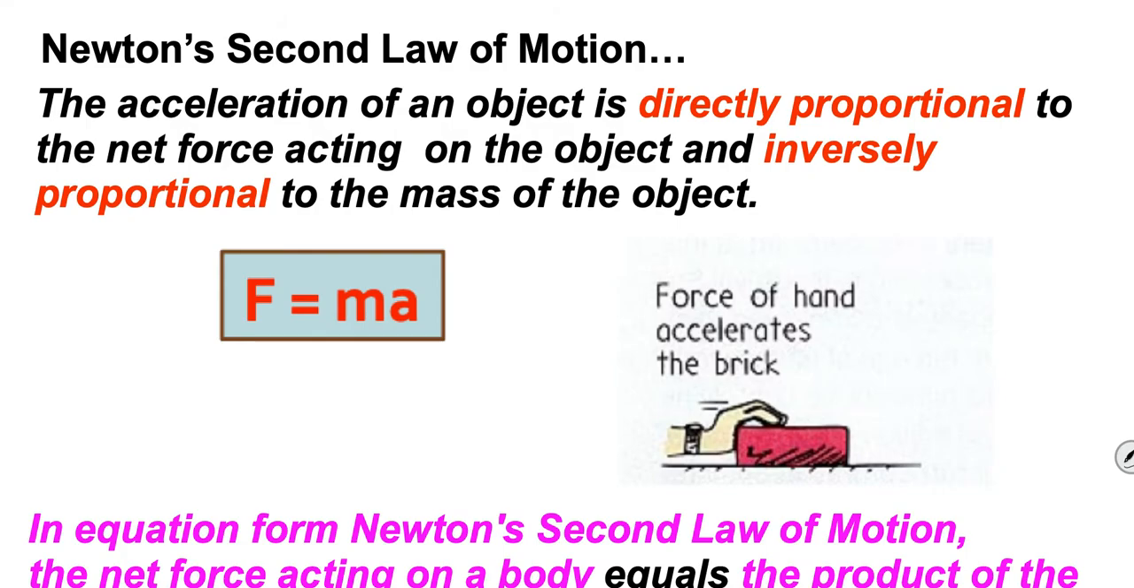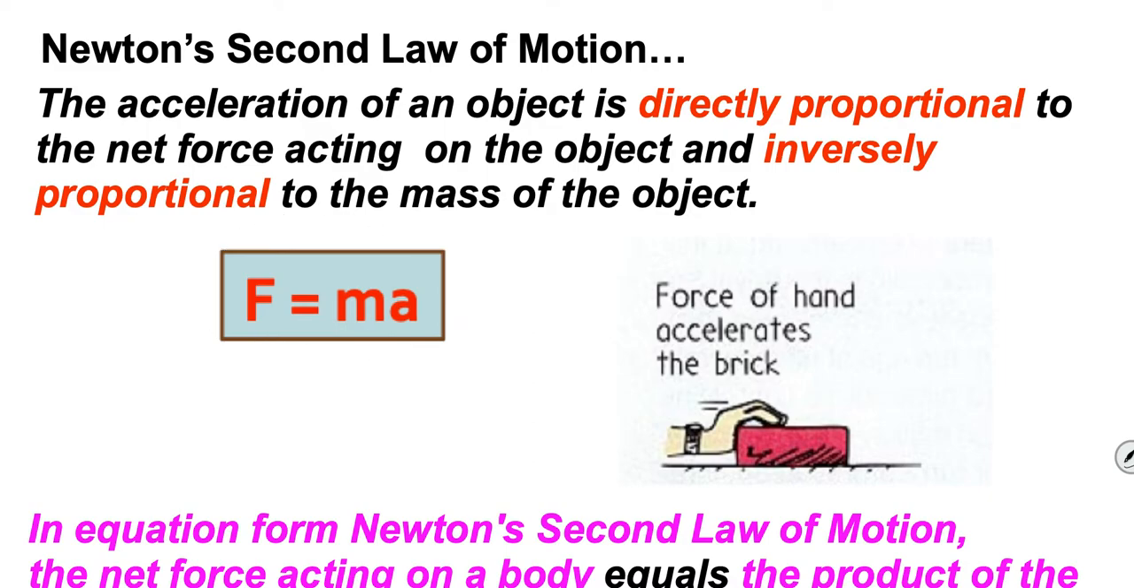So Newton's second law, this one is the one that is used the most often in calculations. Okay, so the acceleration of an object is directly proportional to the net force acting on an object and inversely proportional to the mass of the object. So we have this equation here: force equals mass times acceleration. We're going to be using that equation quite a bit.